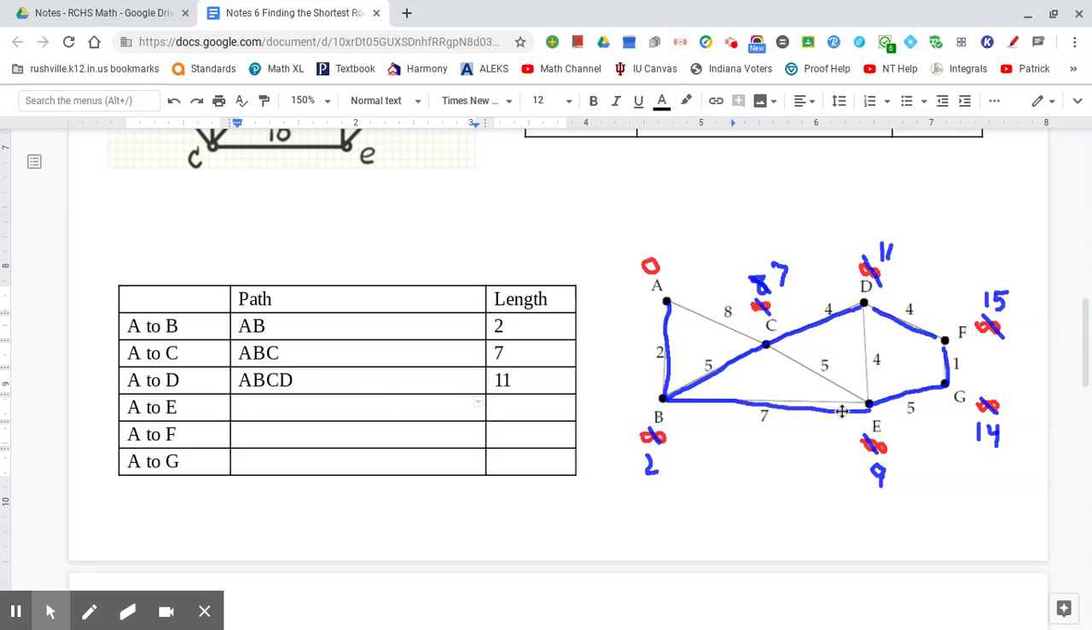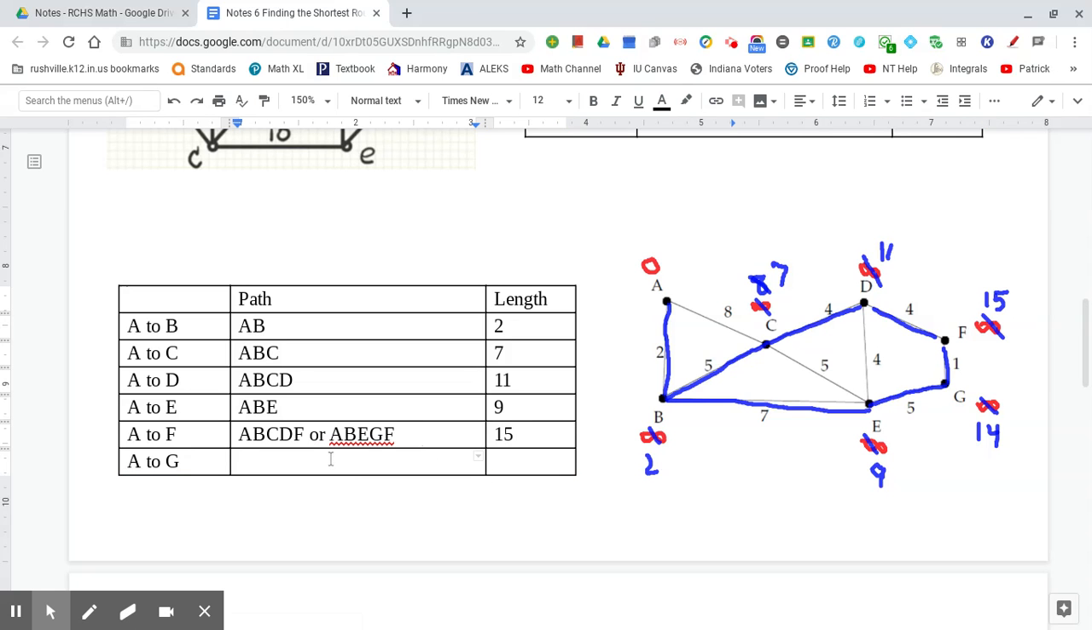How did we get to E? Well, that was from A, B to E, and that length was 9. How do we get to F? Okay, there were actually 2 routes. Notice that we have 2 routes from A that get us all the way to F. All right, so I'm going to list both of those. That's either A, B, C, D, F, or A, B, E, G, F. Either way was a weight of 15.